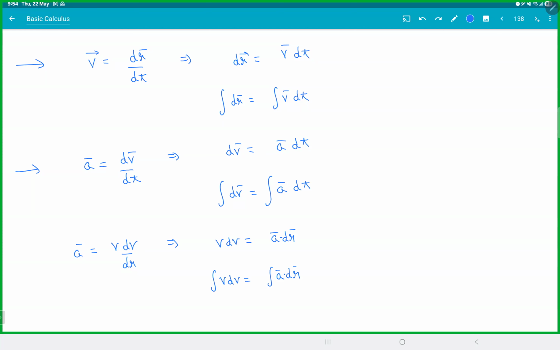Let me show you this thing. Let's do it with a 1D case, and then we'll go ahead. Vector integration we will see a little later. But do you guys remember these formulas? In differentiation, v is dr by dt, a is dv by dt. Same thing, if I integrate, I'll get it back.